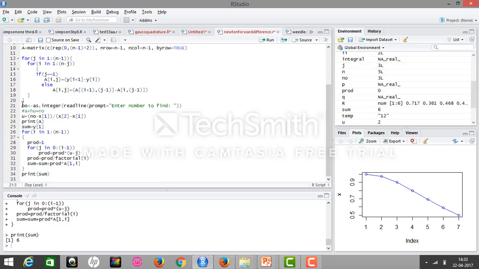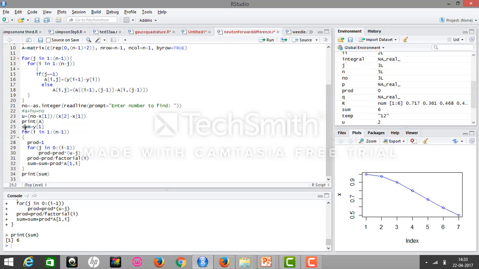Let it be no. Then we have calculated the value of u equals no minus x1 divided by x2 minus x1. Here x2 minus x1 is the difference of adjacent values of x, that is also known as h or delta x, we can call it. Then we have printed the value of the matrix, that's not so important.